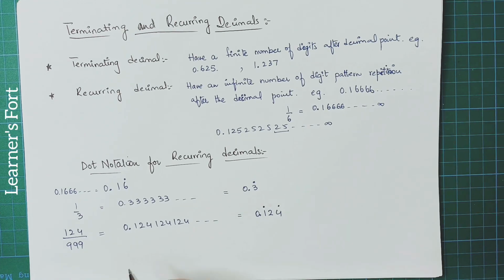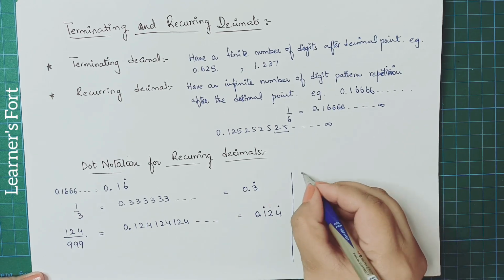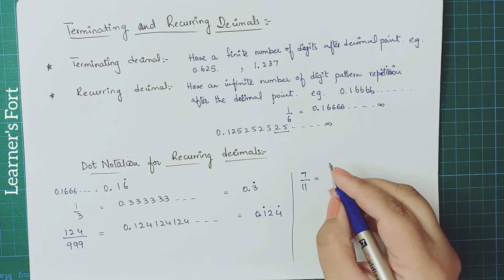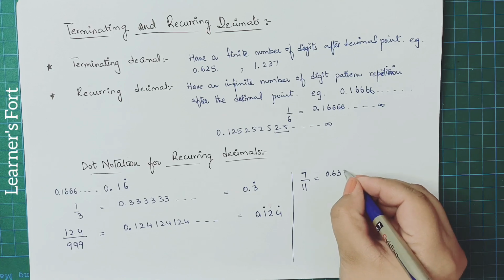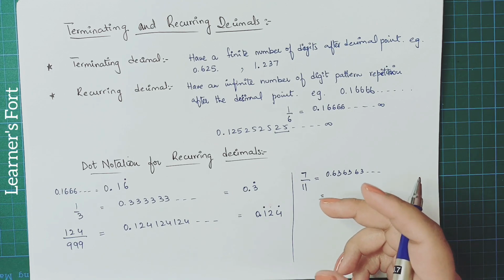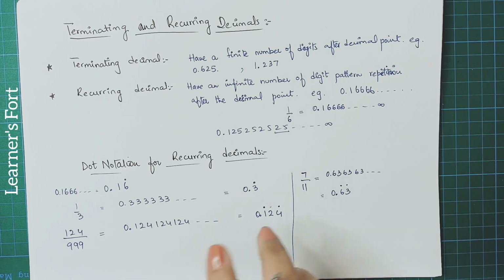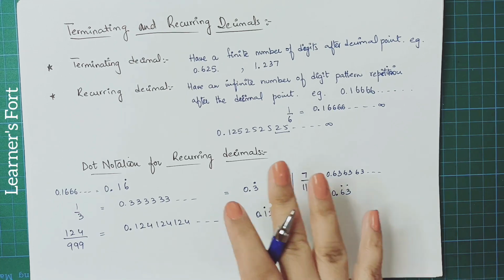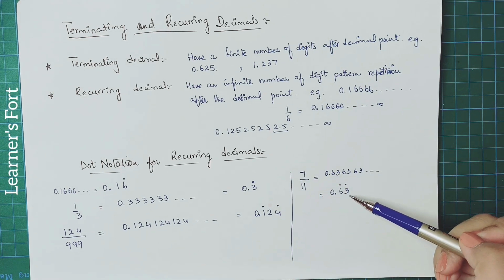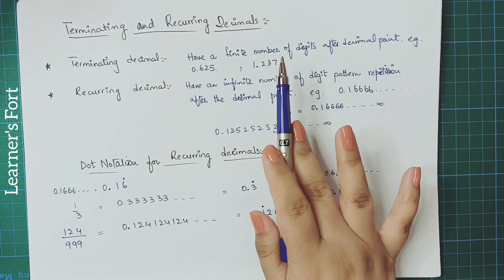Let's suppose we have another fraction, 7 upon 11. When we divide 7 by 11, we are left with 0.636363 and so on. To write it in dot notation, we write 0.63 and put the dots over 6 and 3. So this is what dot notation for recurring decimals is. This is how you write recurring decimals. In terminating decimals, there is no repetition of the decimal. They stop at one point and they don't have any remainder.